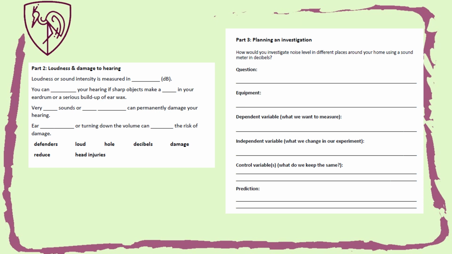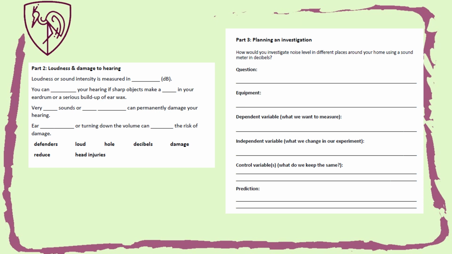Is it the location of our investigation? Is it the things that are making the noise in our investigation? Or the people that are making the noise in our investigation? That's the thing that we could change. And then finally, in our variables, there's a control variable. Now, these are the things we have to keep the same to make it a fair test.